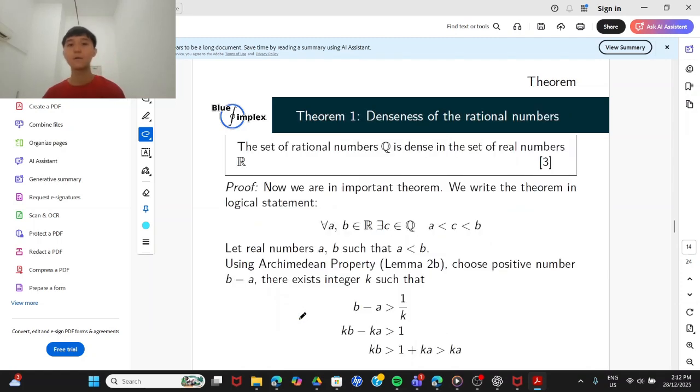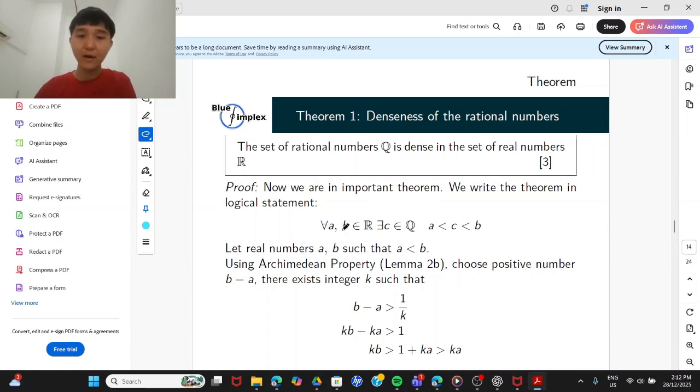Here we are going to prove the denseness of the rational numbers. The set of rational numbers Q is dense in the set of real numbers. How can we say that? What does this theorem say? It means that you randomly choose any real numbers, like 1 and 2, and then there exists a rational number between 1 and 2. This is what the theorem is talking about.